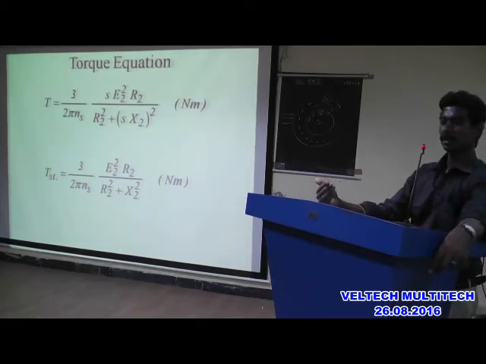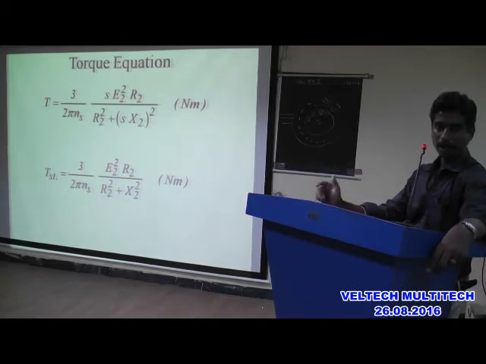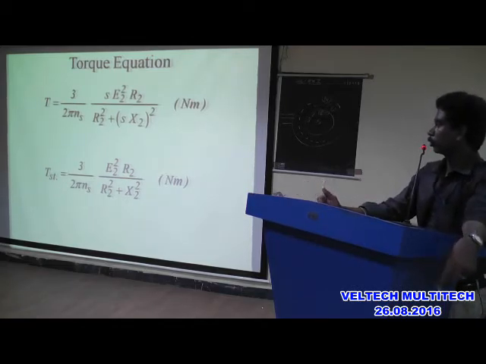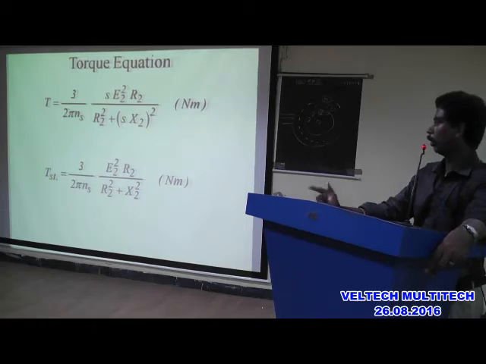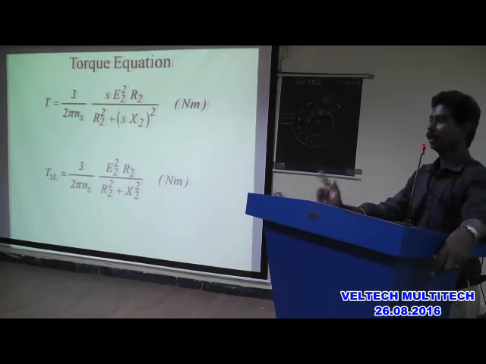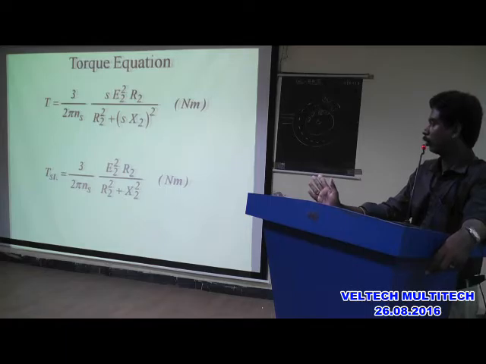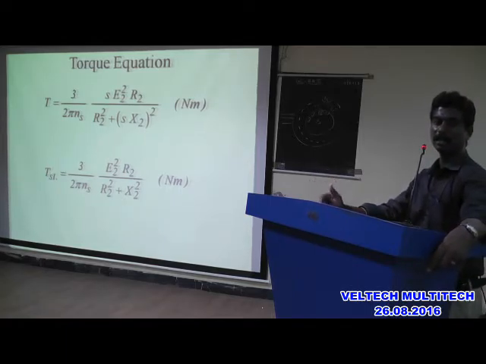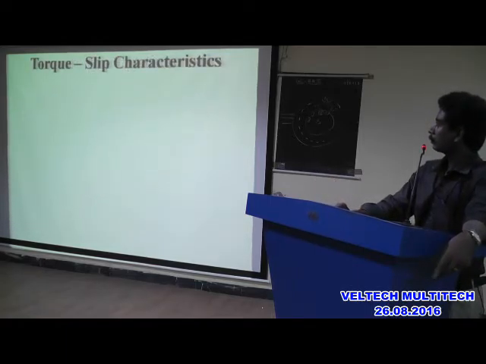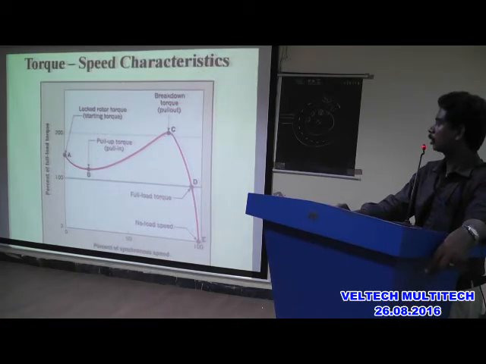Torque equation you know. T equal to 3 by 2 pi ns into S E2 square R2 divided by R2 square plus (S X2) the whole square. Okay. So at the time of starting, slip equal to 1. If you substitute S equal to 1 in the expression, you will get the starting torque expression. Now torque slip characteristics, you know the torque slip characteristics.